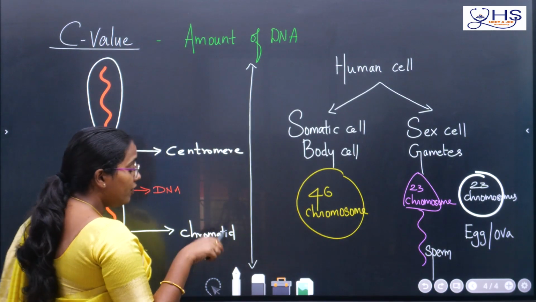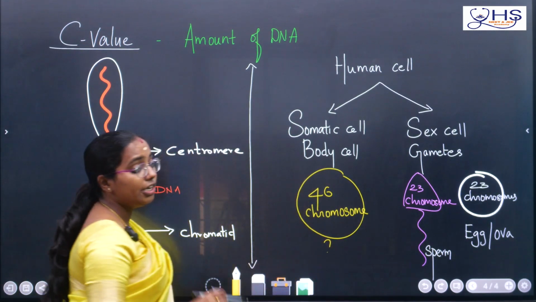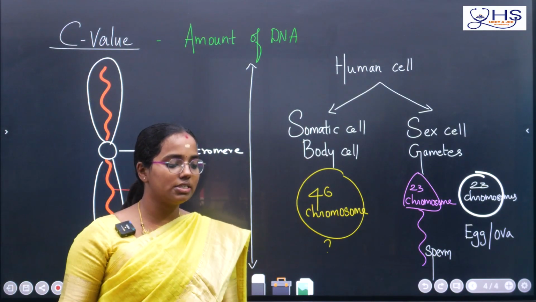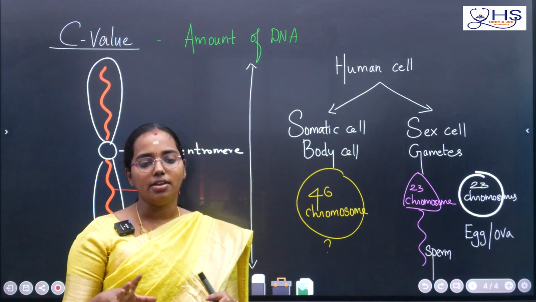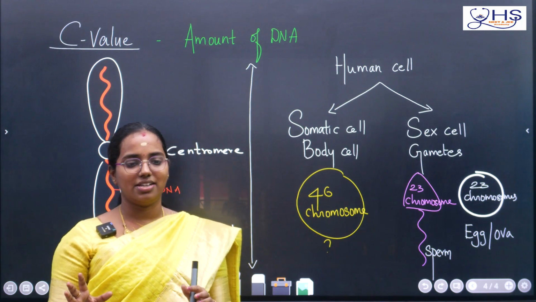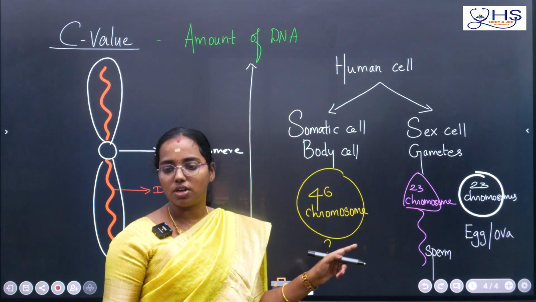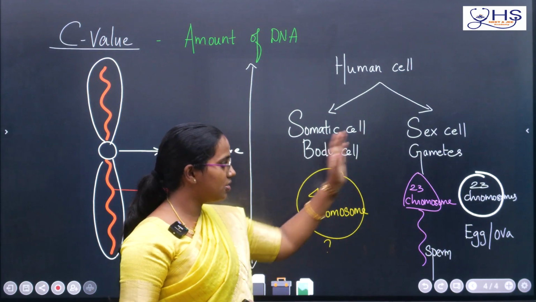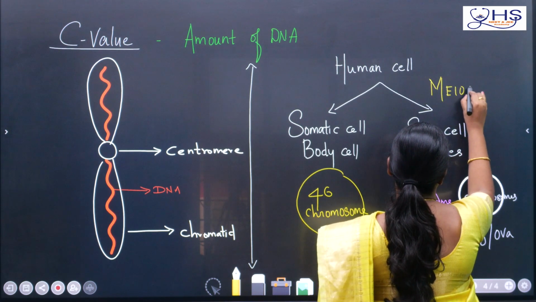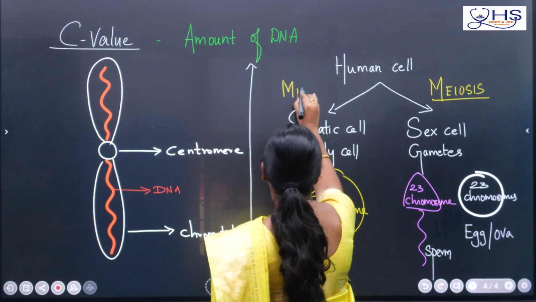Now what we are going to learn is how these 46 chromosomes are maintained in all the cells forever. Until we die, the 46 chromosomes will be maintained in all the body cells. Next we will see how 23 chromosomes are maintained in gametes. To learn about this, we will read meiosis. To learn about the body cells, we will read mitosis.